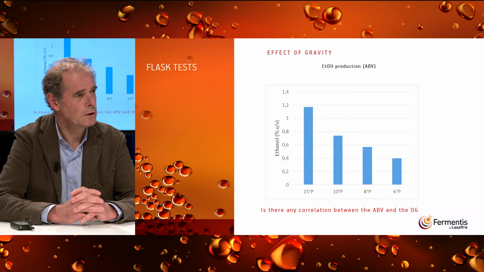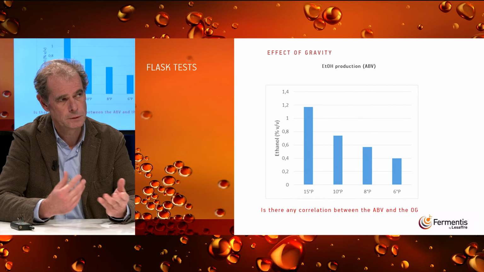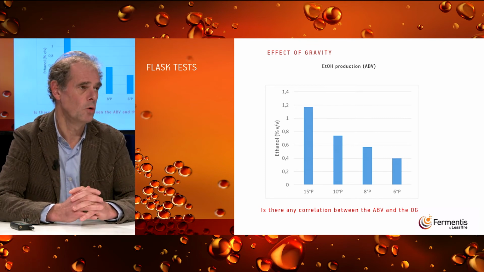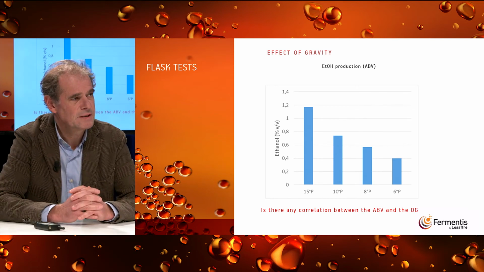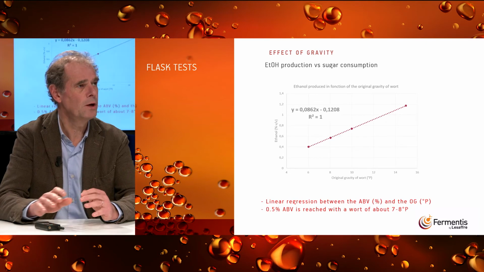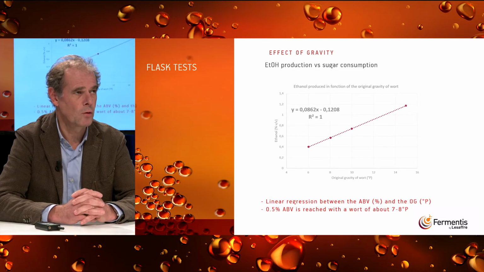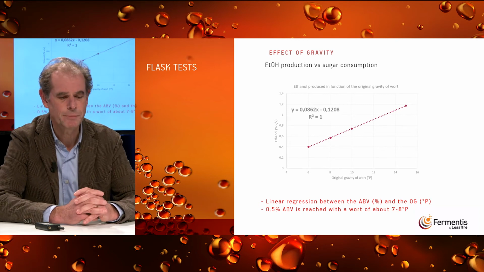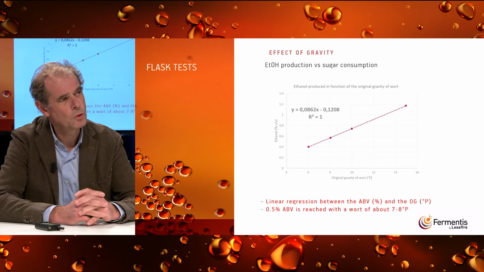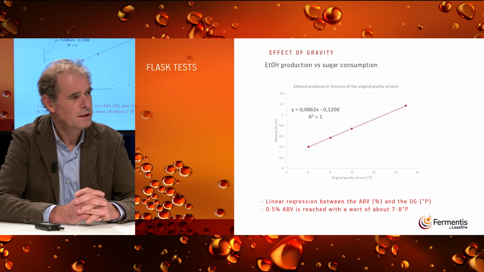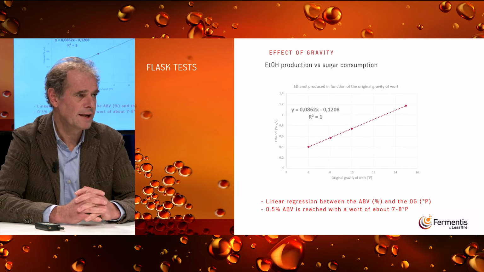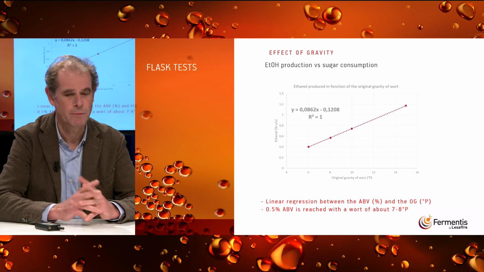In terms of ethanol, for sure it follows a little bit the same rules as the gravity, because the more gravity, the more alcohol, which is logical. And we try to correlate the gravity and the ethanol production, and we obtain a very nice linear regression where we can anticipate the level of alcohol or the gravity we need to get the 0.5 ABV. And here, in this example, we can say that 0.5 ABV can be reached with a gravity ranging between 7 and 8 Plato.